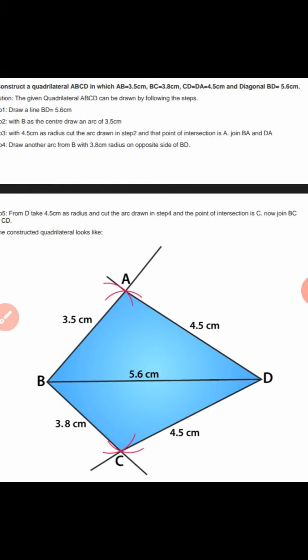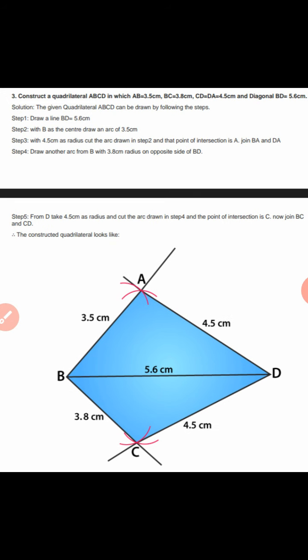So in question number 3 we have given, construct a quadrilateral ABCD in which AB equals 3.5 centimeter, BC equals 3.8 centimeter, CD equals DA equals 4.5 centimeter, and diagonal BD equals 5.6 centimeter. So solution, the given quadrilateral ABCD can be drawn by the following steps. By using the following steps we can draw this quadrilateral.